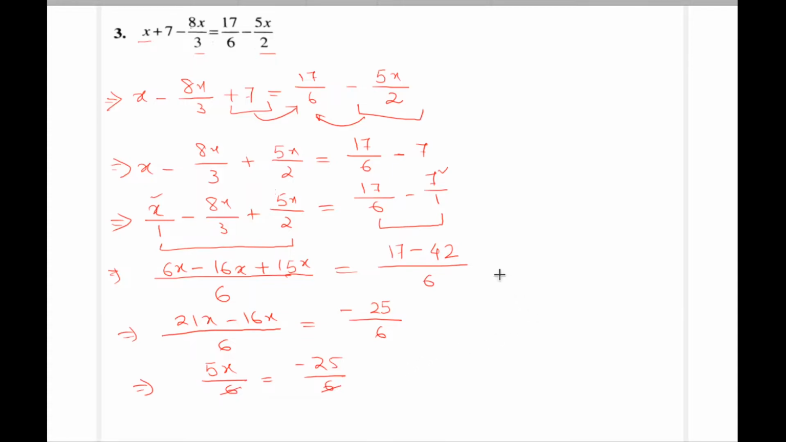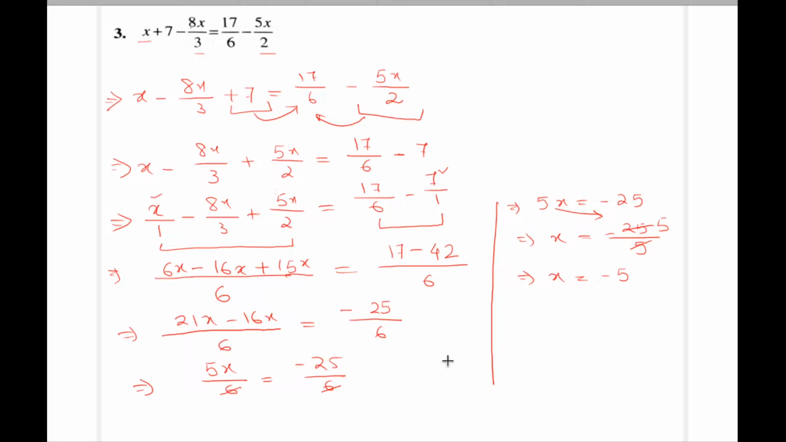Now, this implies 5x equals minus 25. Or this can be written as, this 5 will go down when we take it to the other side. So minus 25 by 5. So this implies x equals minus 5. 25 divided by 5, if we cut it, it will become 5. And minus sign is there, so minus 5. Okay, so this is the solution of question number 3. Hope you have understood this.